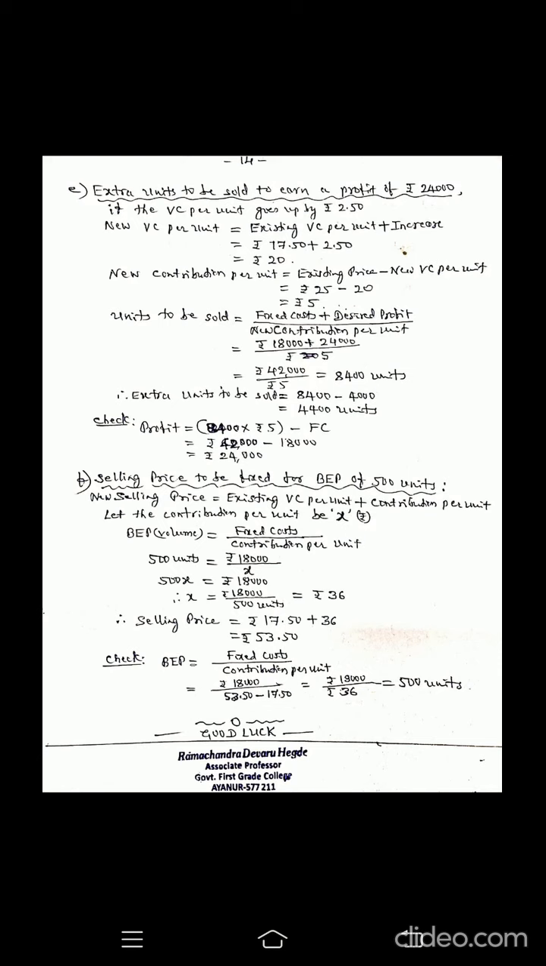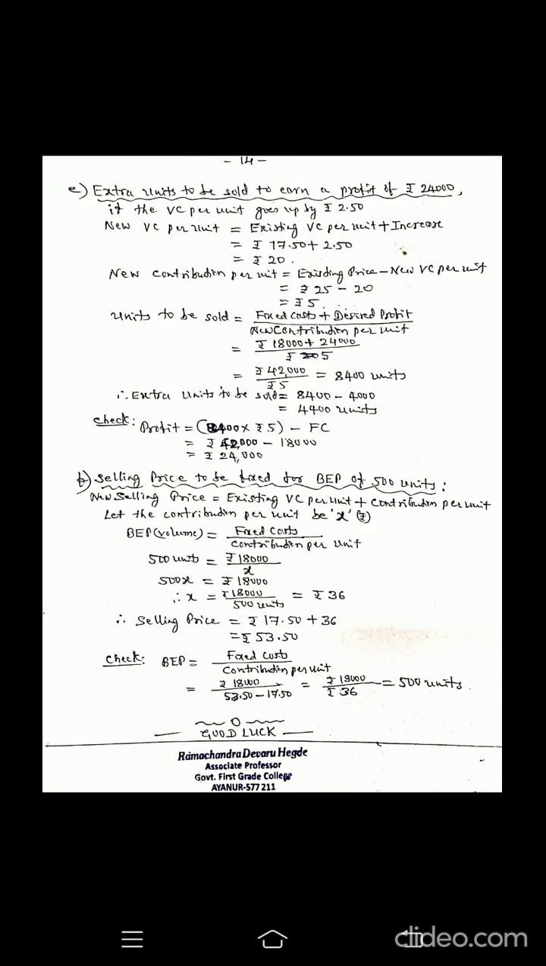Now, lastly, we have to fix a price, selling price to be fixed for BEP of 500 units. Now, BEP has already been computed. BEP 2,400 units. Now, it should be reduced to 500 units. If at all BEP, no profit, no loss position, is to be brought down to 500 units, what should be the new selling price? So, new selling price is equal to existing VC, variable cost per unit, plus contribution per unit. Now, again we have to make an assumption. Let the contribution per unit be X rupees.